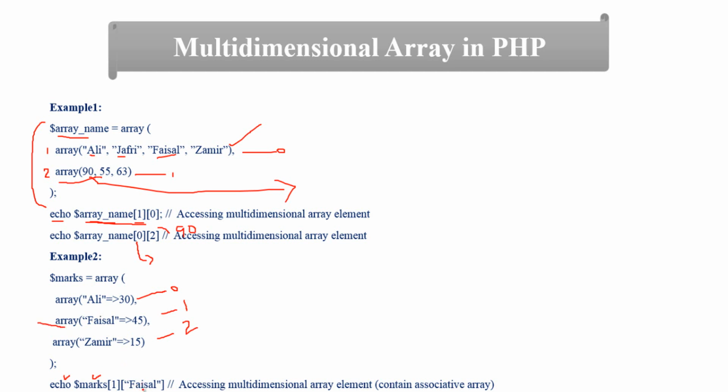Inside that I want to check the value of this key. This is the key. Faisal is the key and its value is 45. When I write this line of code, 45 should display because Faisal is the key and its value is 45. So you can see that accessing a multidimensional array element contains an associative array. So this item is also another array, that is an associative array. Practically I will give you an example to clear your concept in Visual Studio Code.